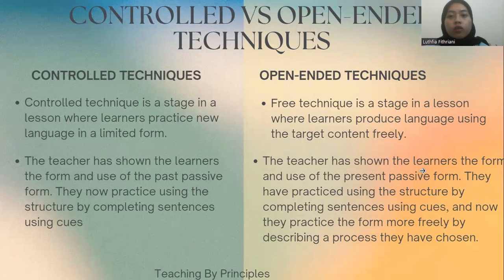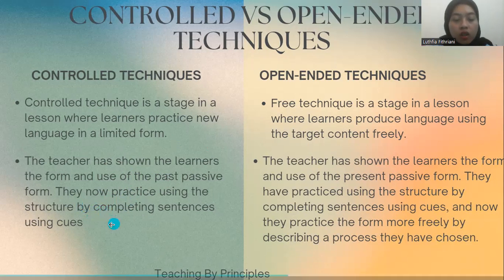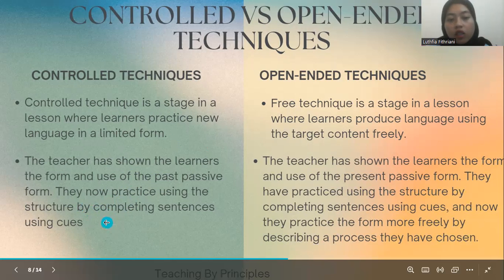Next, we have controlled versus open-ended technique. So what is the difference between controlled technique and open-ended technique? Controlled technique is a stage in a lesson where students practice new language in a limited form. In controlled technique, the teacher has shown the students the form and use of the past passive form. They now practice using the structure by completing sentences using cues. So this is an example of controlled technique.